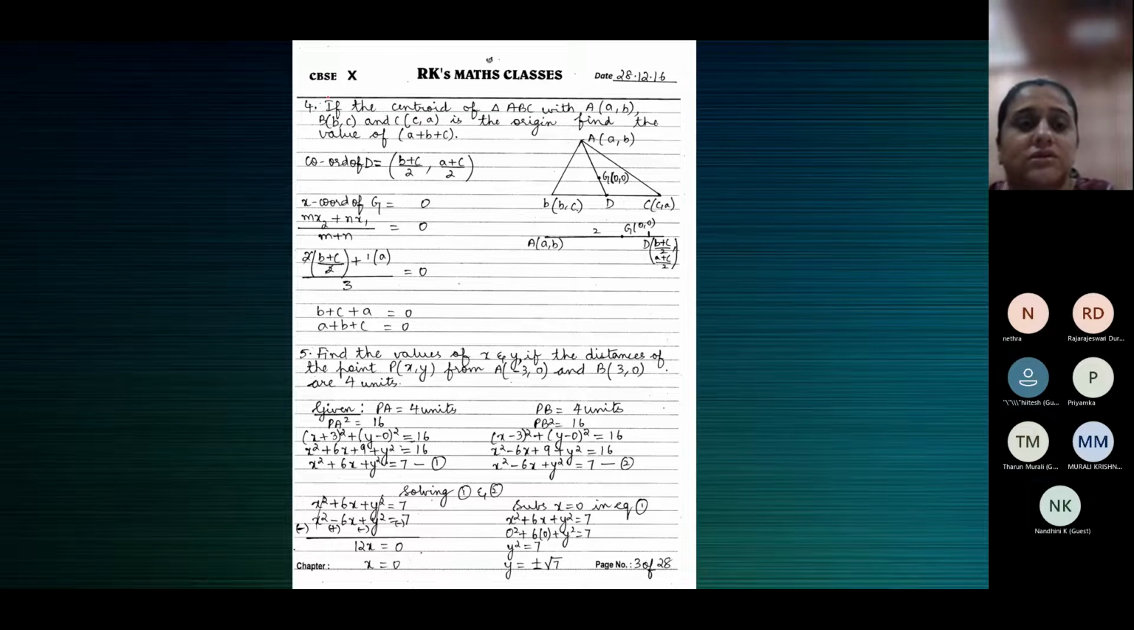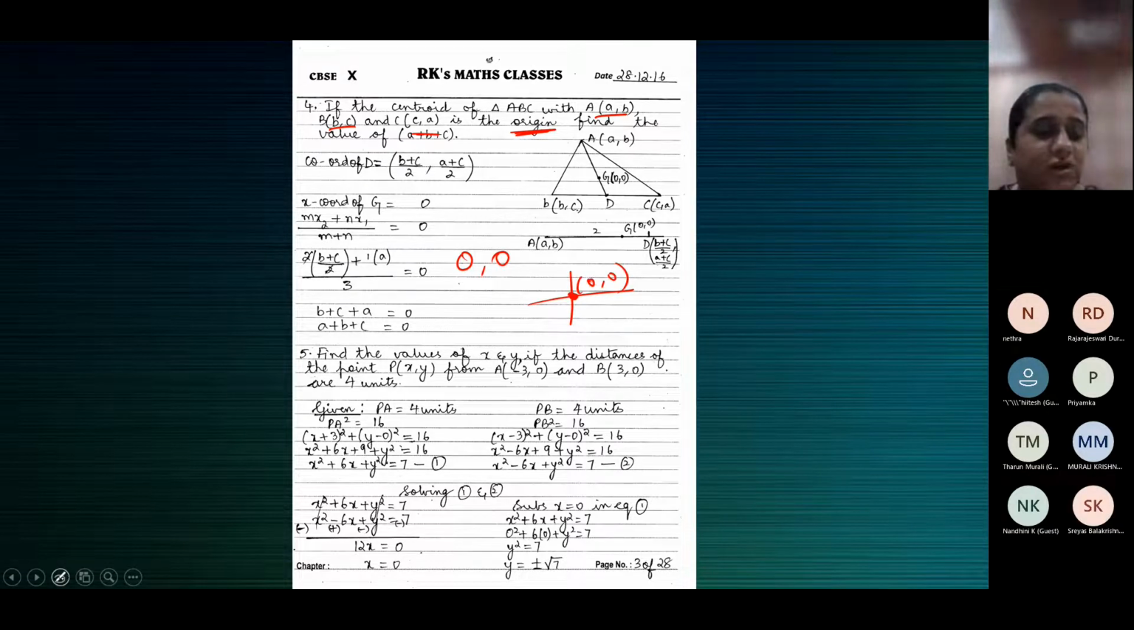Take down this question. Question number 4. If the centroid of a triangle ABC, with A, B, and C, is the origin, and we know that the origin is given by the coordinate (0, 0). The origin is the point where the x-axis and y-axis intersect. It's given by the coordinate (0, 0).